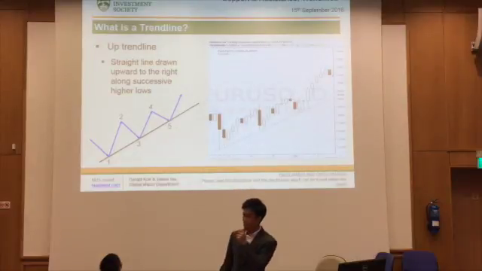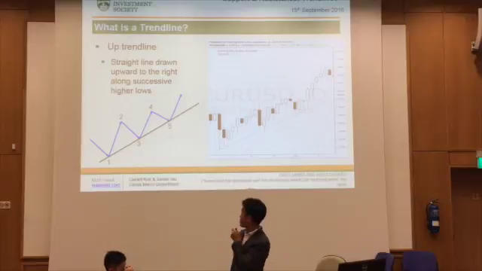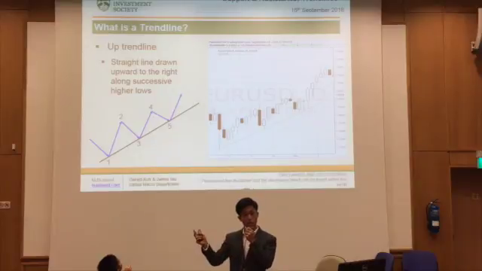Okay, so what's the trend line? Just like a trend, there are up trend lines and there are down trend lines. An up trend line is basically a straight line going through successive lows. It's quite obvious from the price movement. 1, 3, 5 are the lows. So you just need to draw a straight line up and then you have an up trend line. Simple as that.